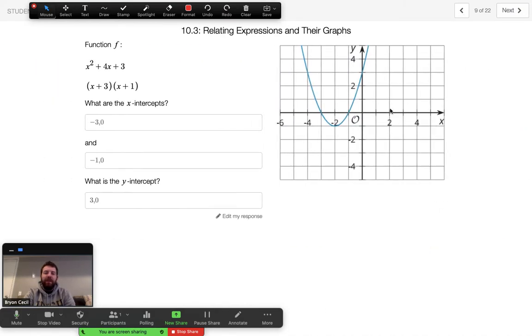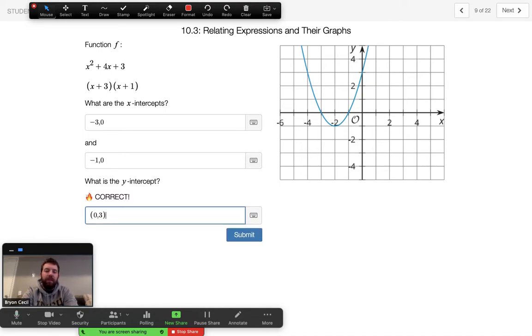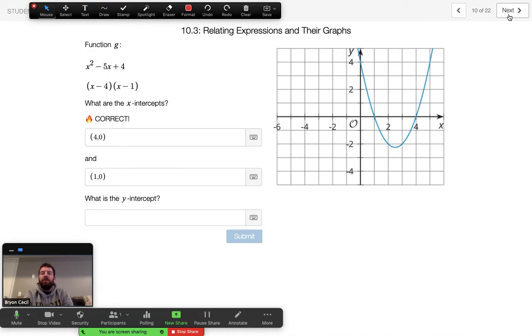Let's go back. Hey, we're at negative 3, we're at negative 1, and we're at 3. Oh, I'm sorry. How about this? 0, 3. That's correct. Not sure what its problem there is, but we do have it correct. I promise you. Okay. So we're correct in that aspect.